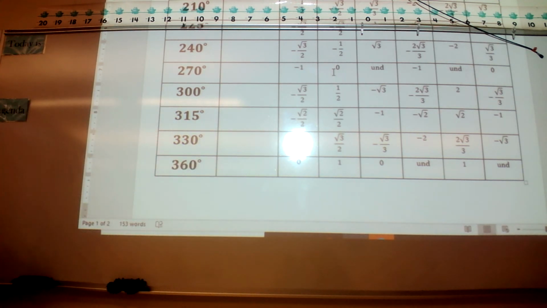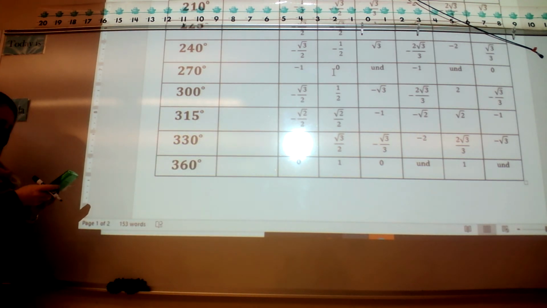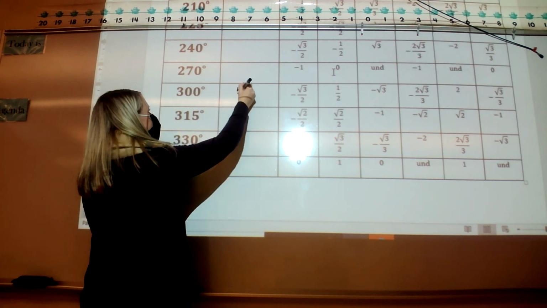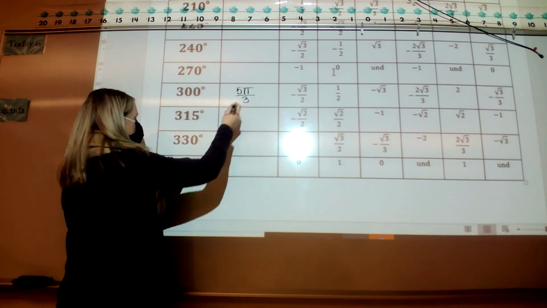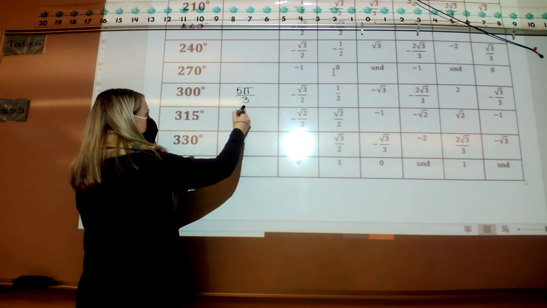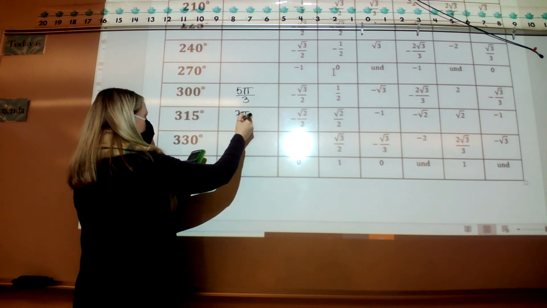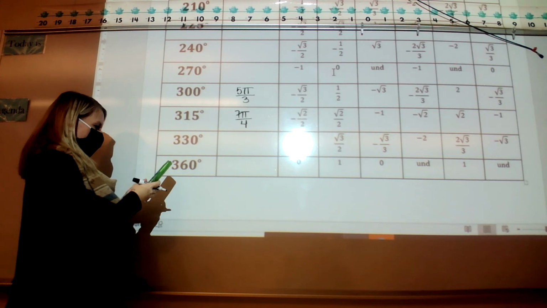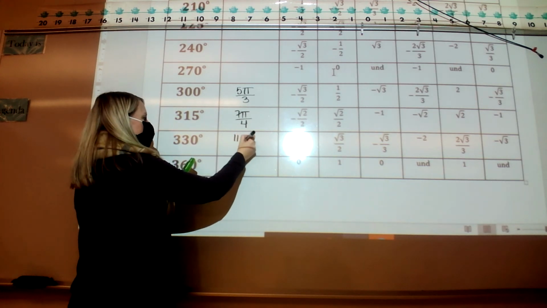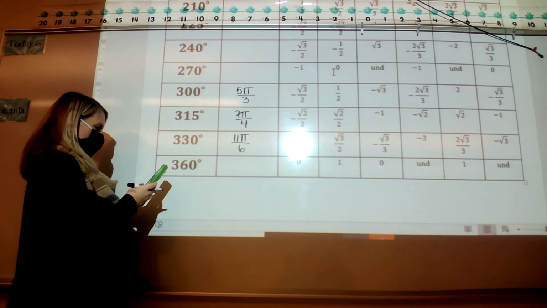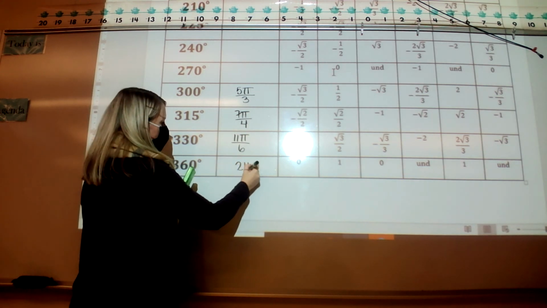Super quick, so bear with me. 300 over 180 is 5 pi over 3. 315 over 180 is 7 pi over 4. Okay. 330 is 11 pi over 6. And 360 is 2 pi. All right.